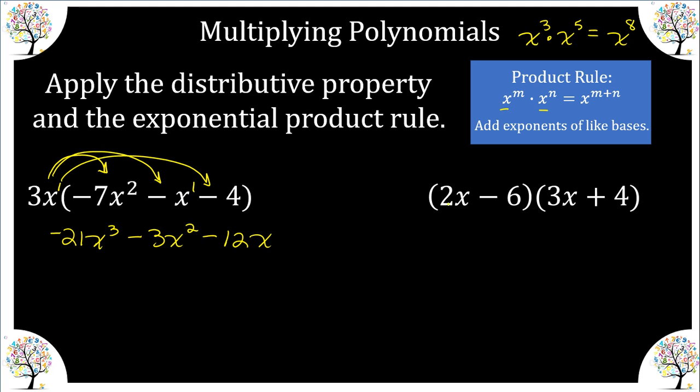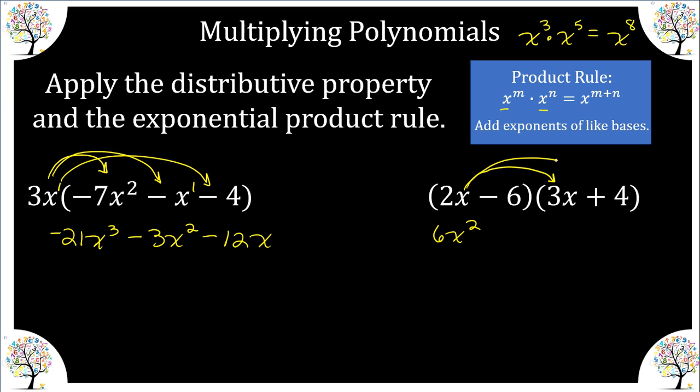Our next example is a binomial multiplied by a binomial. So here's the idea. You want to take this term and make sure you multiply it times each of these terms. And then you're going to take the negative 6 and multiply it by these terms. So we're going to do this in the same order every time. So I'm going to take this first term of the first binomial and multiply it by the first term of the second binomial. So this gives us 6x squared.